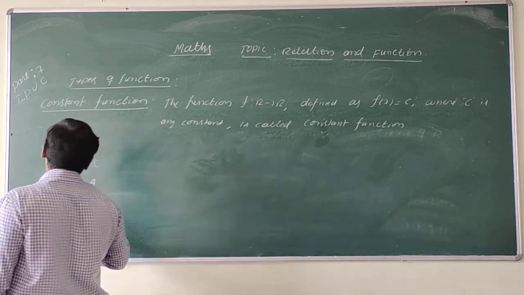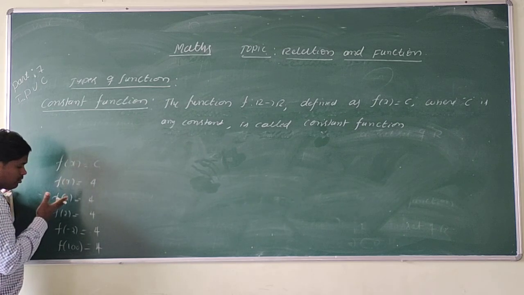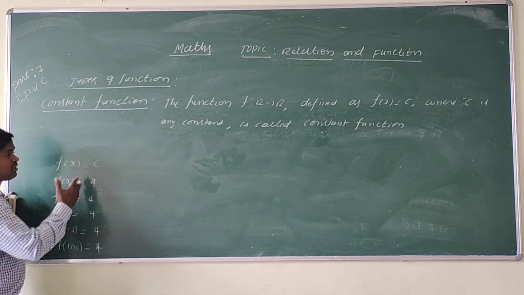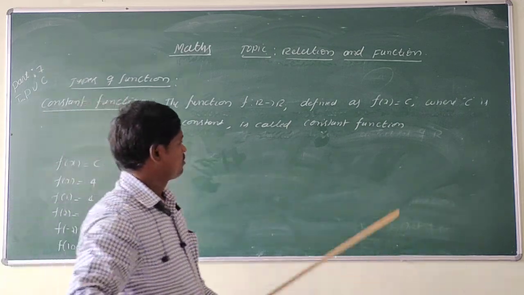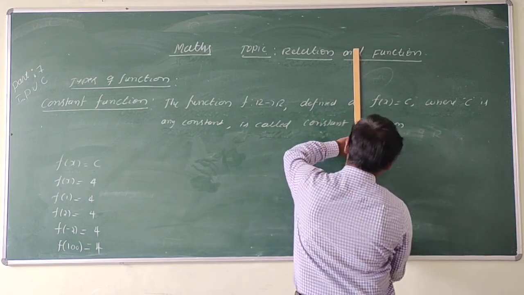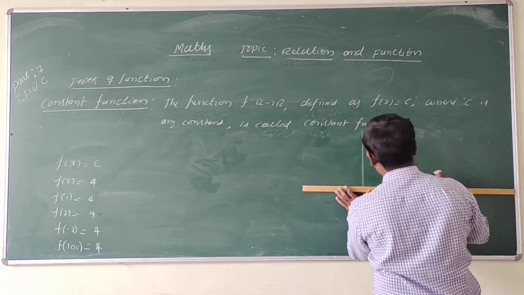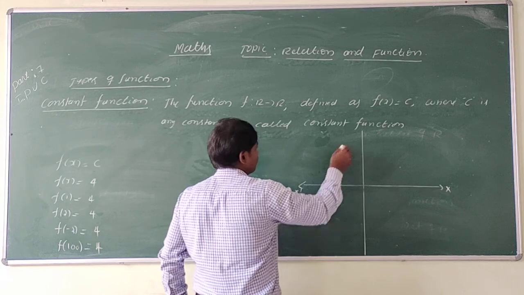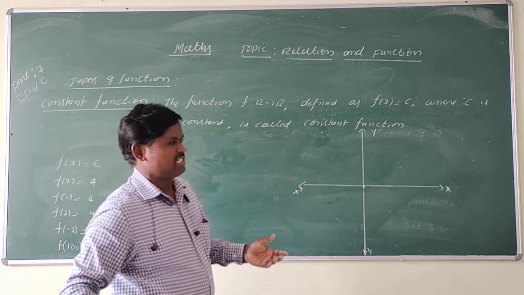Therefore, we may put any real number, either natural number or whole number or decimal, whatever value is given, the output is some constant c. Now the graph of the constant function. See here, this is the y axis and this is the x axis. This is x dash, y dash. This is the origin. Suppose c is some constant.